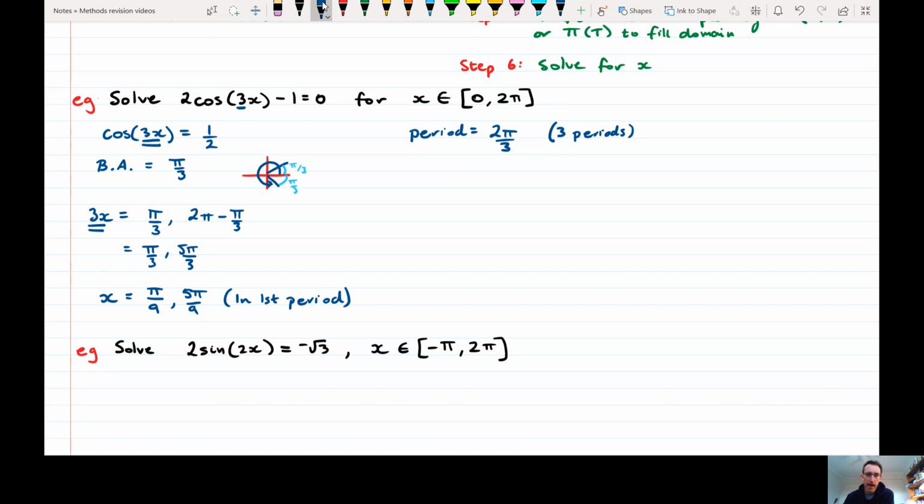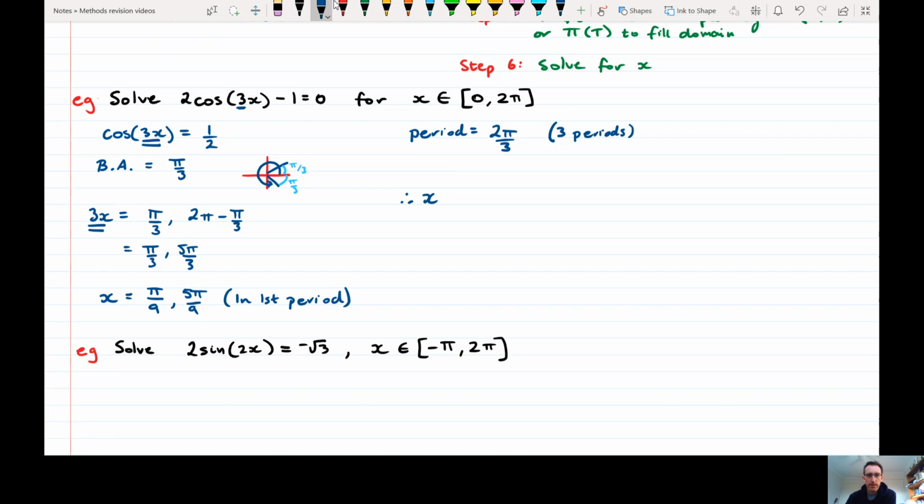1/3 of 2 pi, this gap is 2 pi, so we've got 3 periods in total. At this point now, we've got solutions in 1 period. I've got to find 2 more periods. I'm going to add periods on top. Before I do that, I'm going to do a couple of things in terms of common denominators to make my life a whole lot easier.